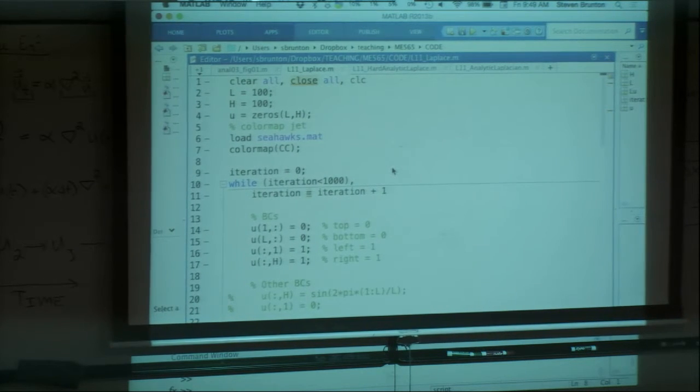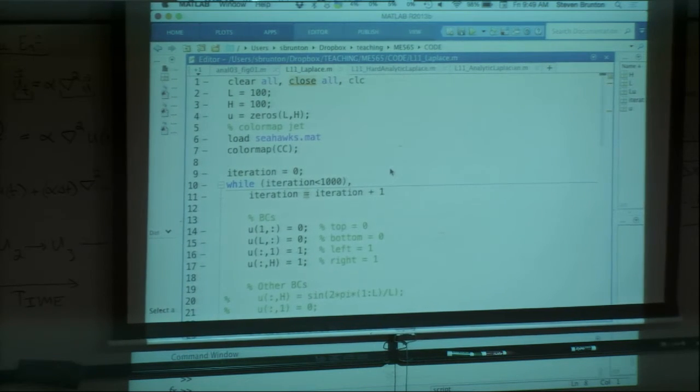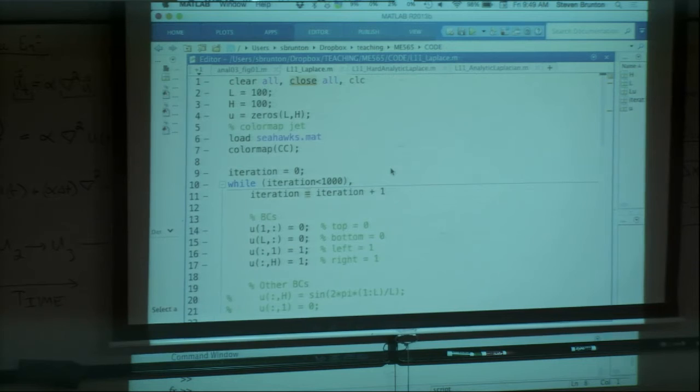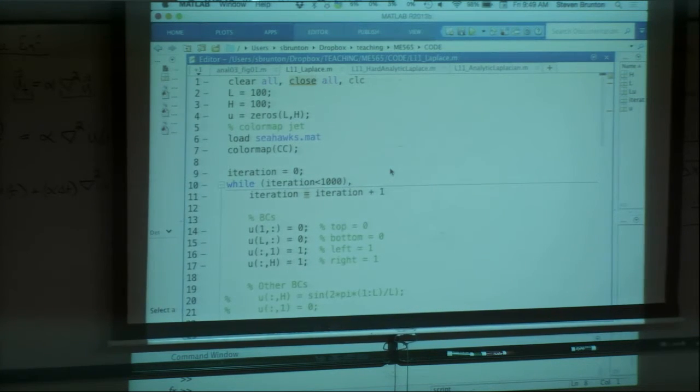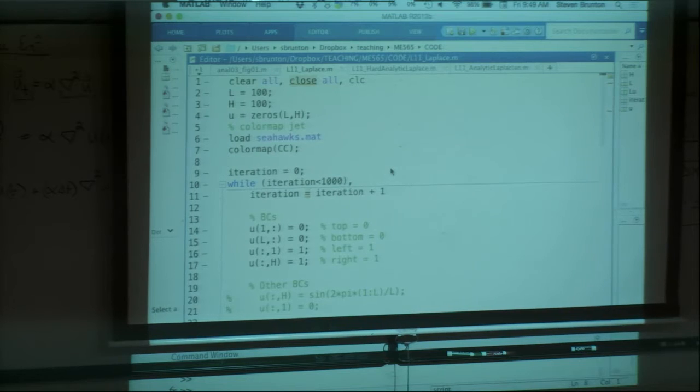Okay, so what we're going to do is solve the same basic setup that we had derived an analytic solution for in last class. We're going to have a rectangle, and this rectangle does not have to be square, but I'm just going to make it square because why not? So it goes from 0 to L, 0 to H. And it's going to have 0 temperatures on the top and bottom.